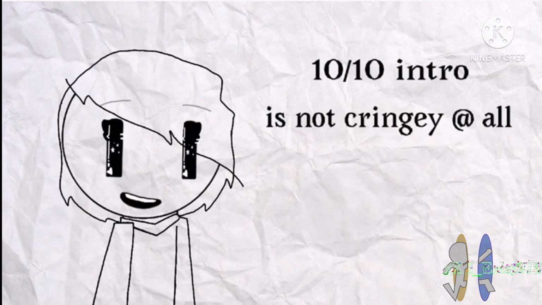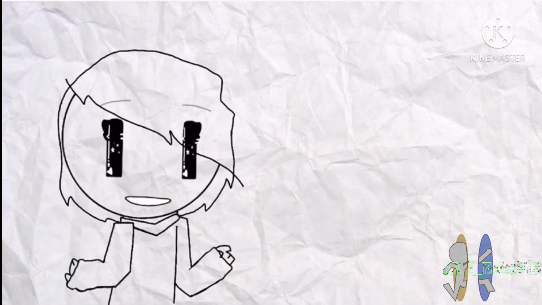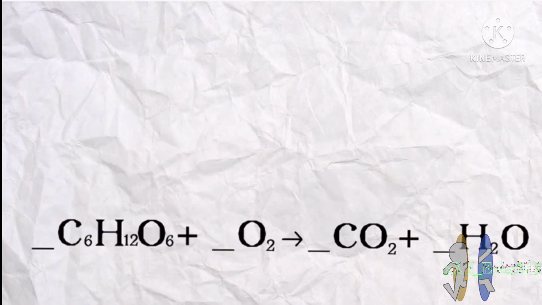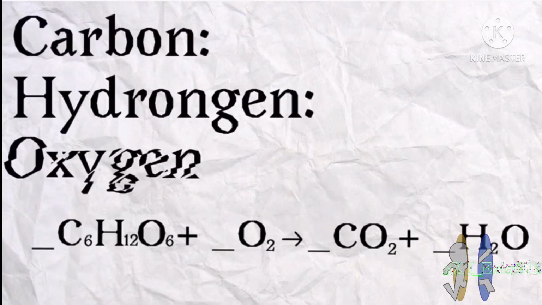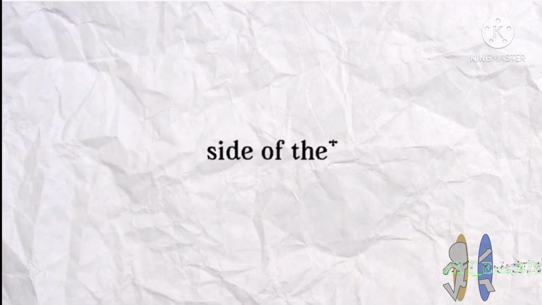Let us begin this thing I have created. Okay, for my example, I will be using cellular respiration. It's an easy equation and I like it. First thing you're going to want to do is count how many carbon, hydrogen, and oxygen are in one equation.